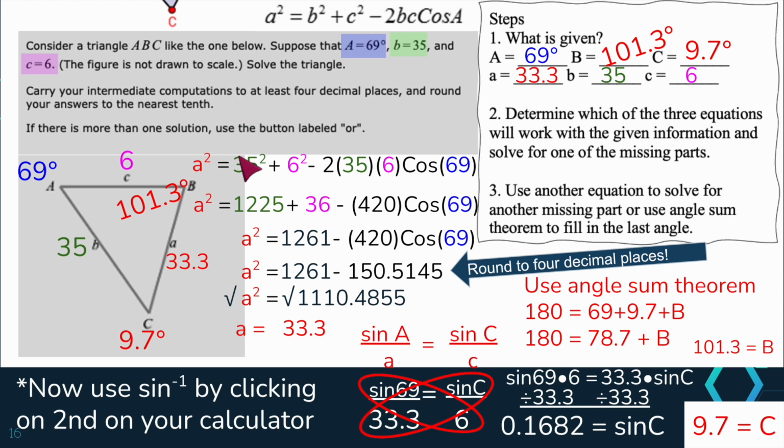So that is using the law of cosines, law of sines, and the triangle angle sum theorem. Whole bunch going on there, but the focus was the law of cosines. So I hope that helped, and I will see you in the next video.